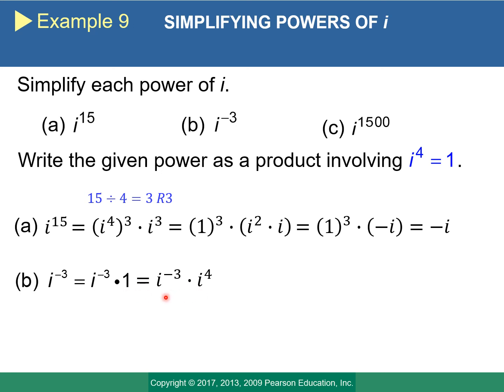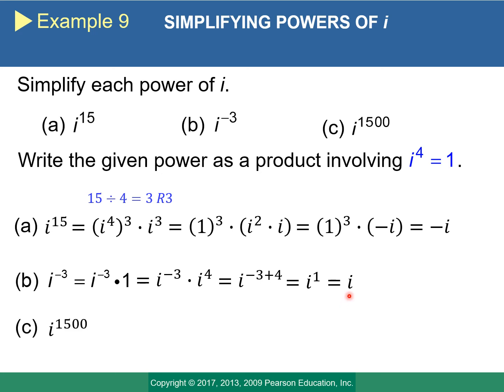And then we have a rule of exponents that says if I'm multiplying the same base, I add my exponents. And so this is just i to the -3 plus 4, which is i to the 1, which is i. So i to the -3 power is the same as just regular i.